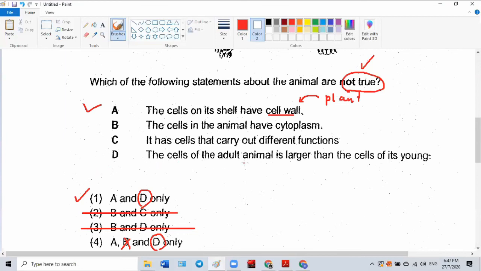Let's read it. The cells of the adult animal are larger than the cells of the young. Is this true? No, it's the same size cell. Understand? The only thing is the adult has more cells. Better draw the same size. The adult has more cells only, maybe 2 times the cells. But the cells of the baby animal, if you look under a microscope, are the same. The young only have 1, that's why it's so small in size. The adult has many cells, that's why it's so large. Do you understand what I'm saying?